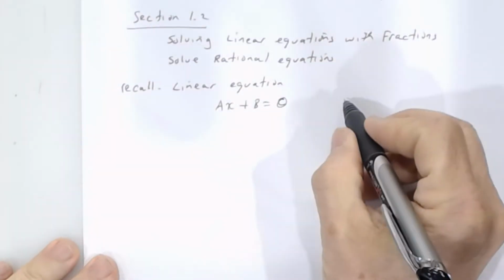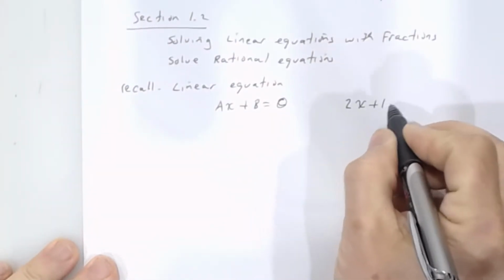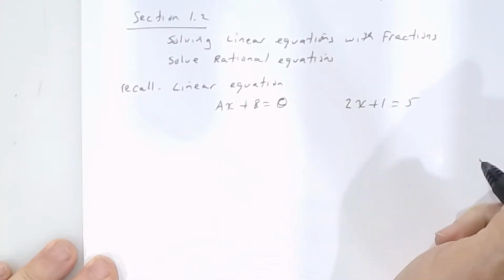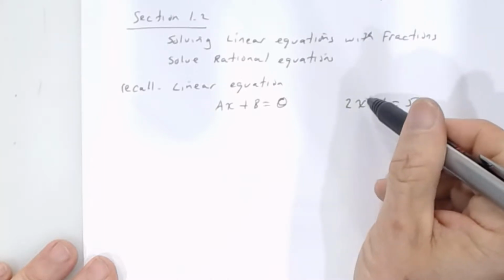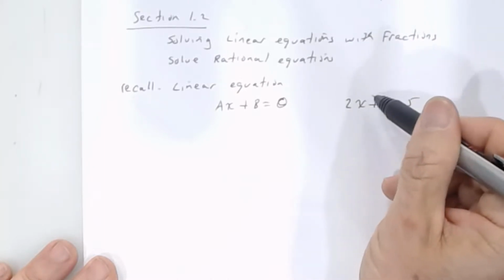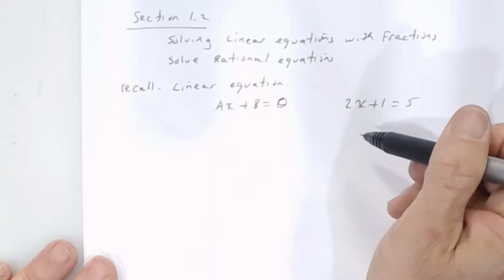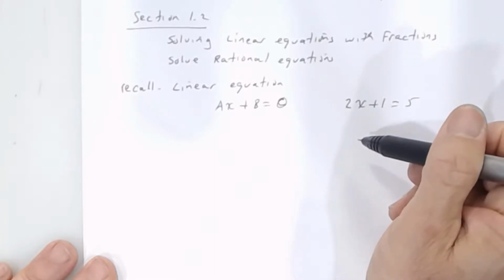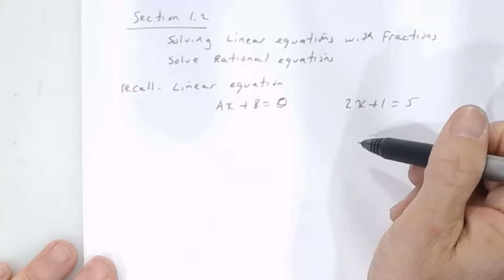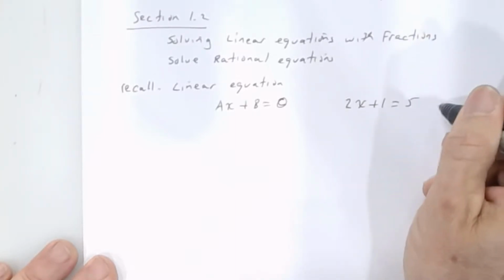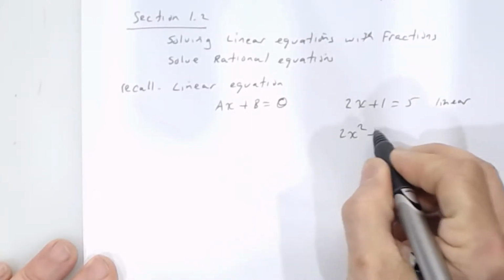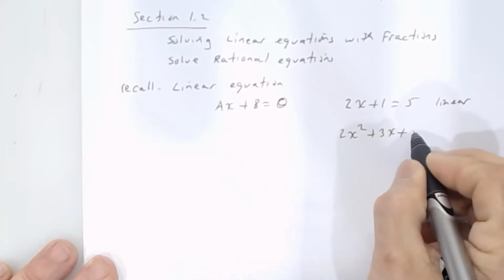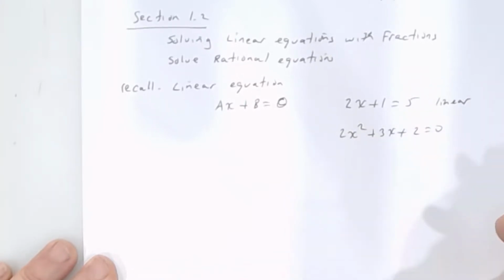So for example, here's a linear equation: 2x plus 1 equals 5. It's an equation because of the equal sign, and it's linear because the exponent of x is 1. Last semester you also had a quadratic equation. What made it quadratic? The exponent was 2. So this is linear, and this is quadratic.